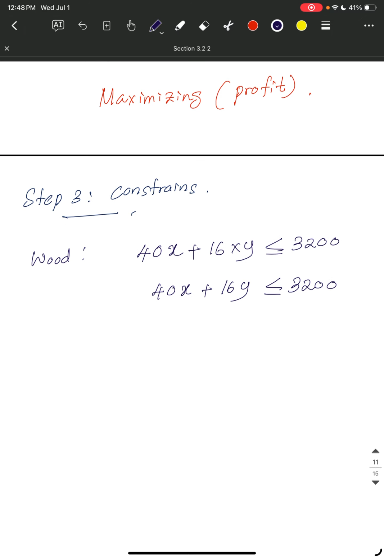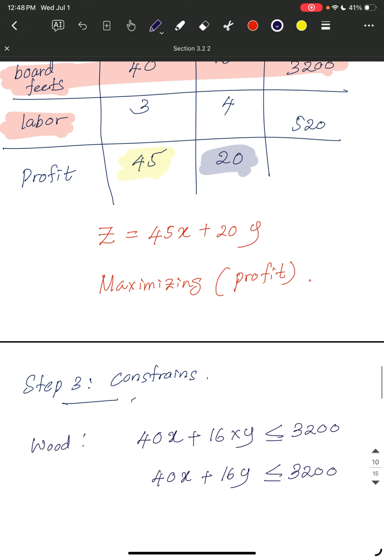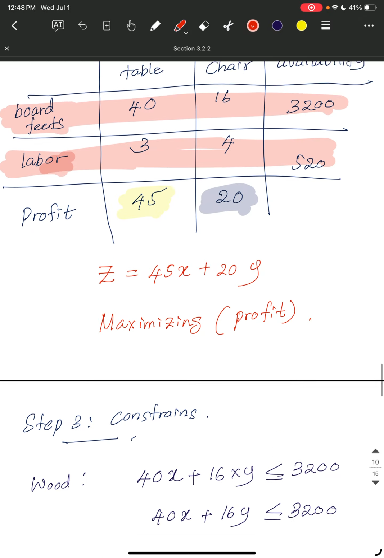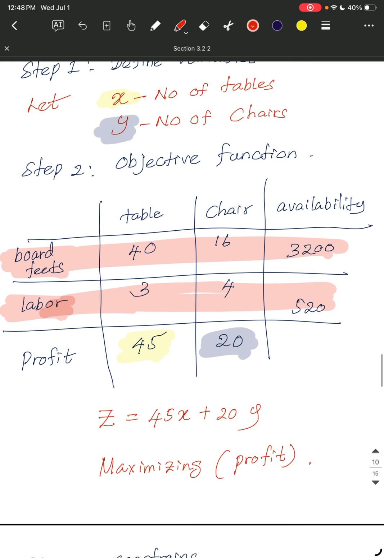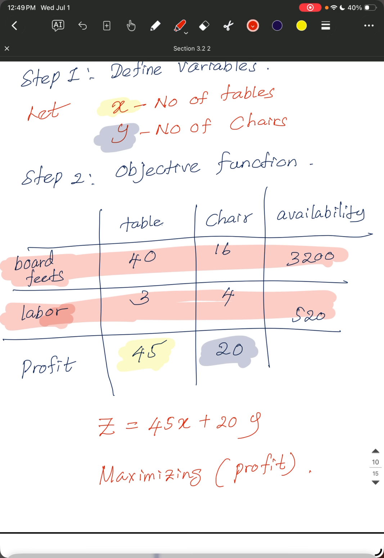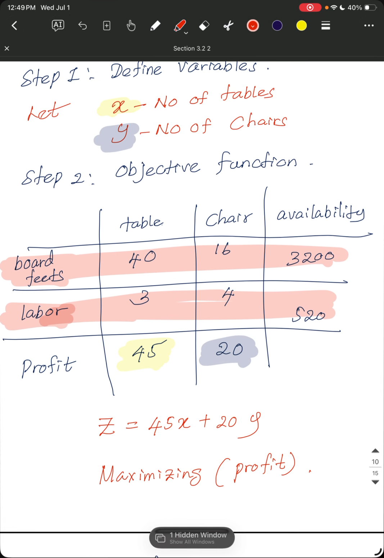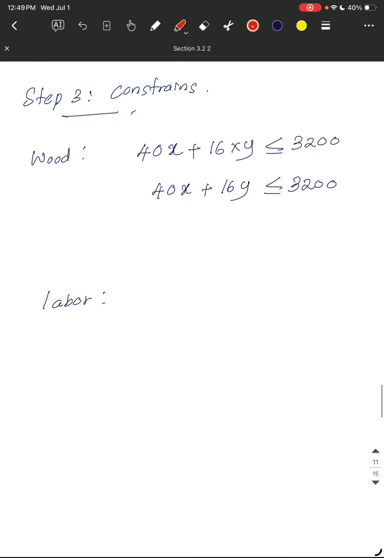Second, for labor hours, the second row of the table. 3 labor hours per table, 4 labor hours per chair, and total available 520. So X and Y are the number of tables and chairs. Right? Okay, then let's see.